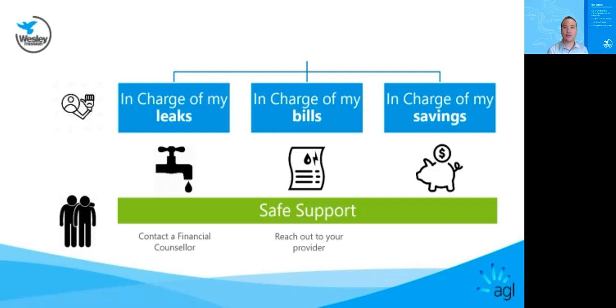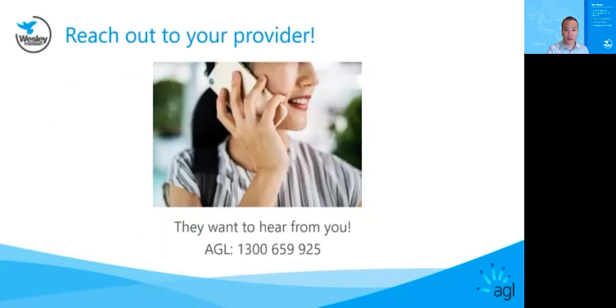The one thing we have learned so far in terms of working with AGL is this: they just want to talk to you. They want to talk to your clients. Just call and explain things openly. Whether it's AGL, whether it's Optus, wherever it is, call and encourage people to call and explain the situation and ask for solutions. AGL, 1300-659-925, they want to hear from you.